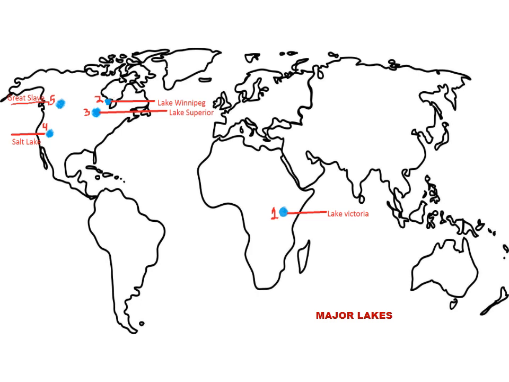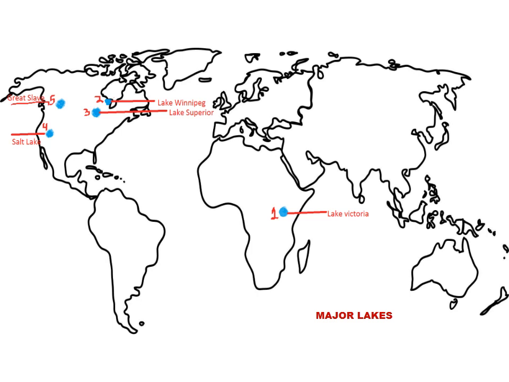Now this is the second map, where you have to locate major lakes. So we start with Lake Victoria at number 1. Now Lake Victoria is the largest lake in Africa. Okay, this is the largest lake of Africa, and these are the freshwater lakes except the salt lake. So this is Lake Victoria, the largest one.